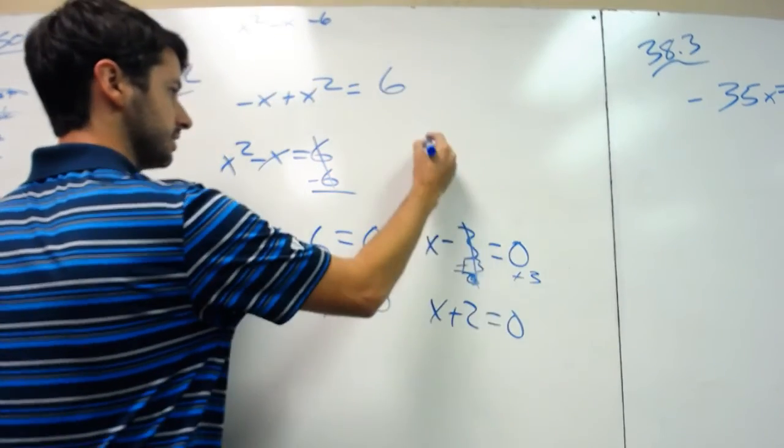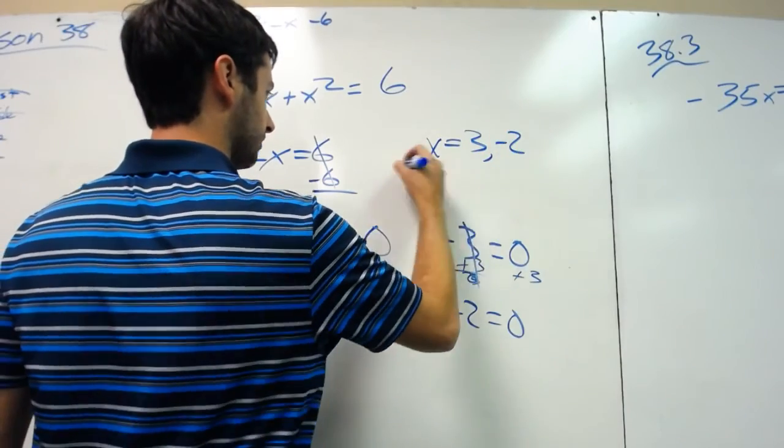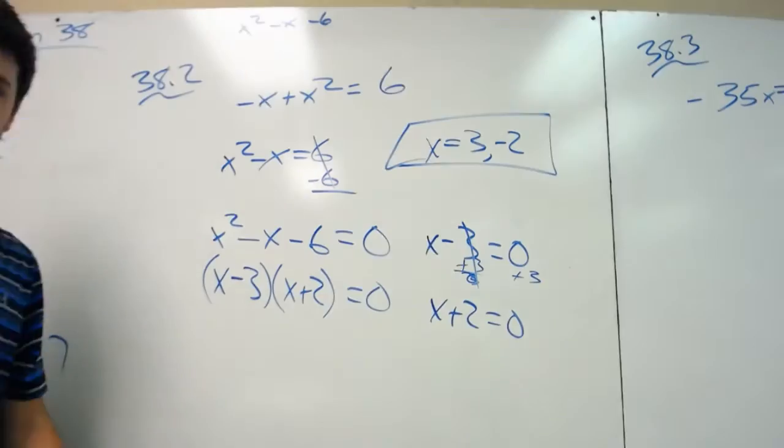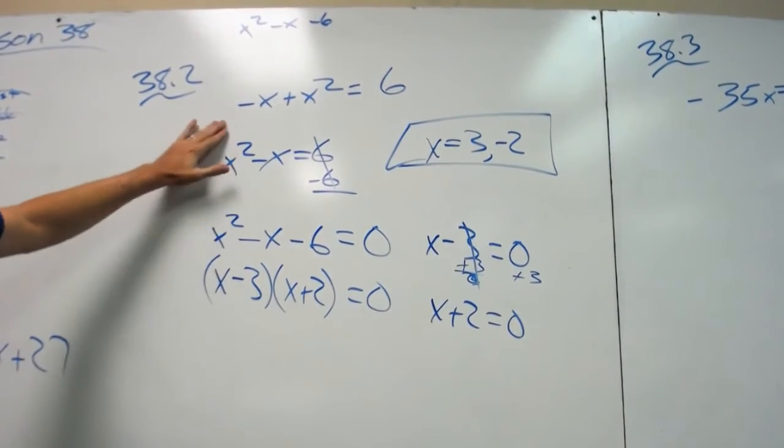And we would get x equals 3. And then when you subtract the 2, you get x equals negative 2. So you actually have two answers. 3 and negative 2 would be your answers. And if you wanted to, you could plug them back in and check it.